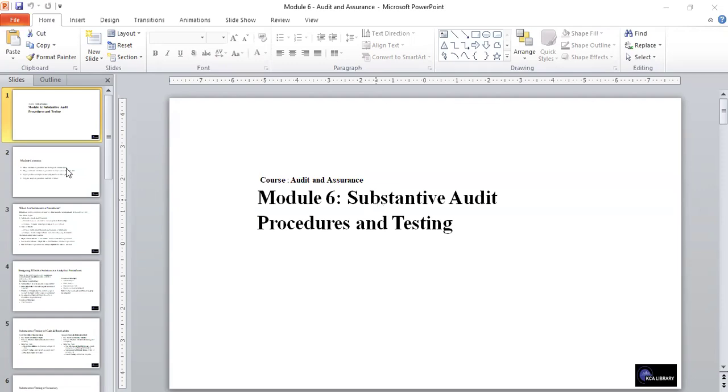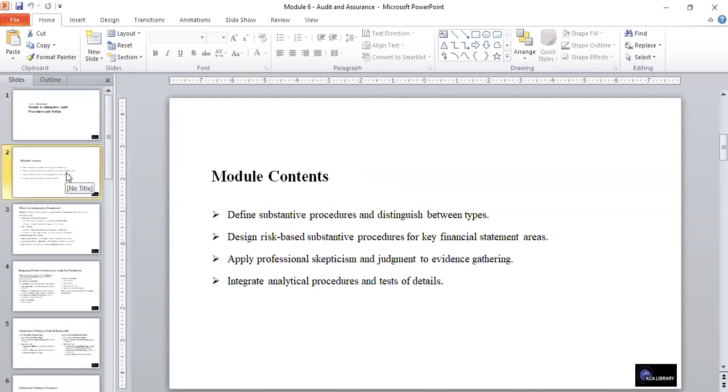We'll be discussing substantive audit procedures and testing. In this module, we will be able to define substantive procedures and distinguish the different types. We will also be able to design risk-based substantive procedures for key financial statement areas, apply professional skepticism and judgment to evidence gathering, and lastly, integrate analytical procedures and tests of details.